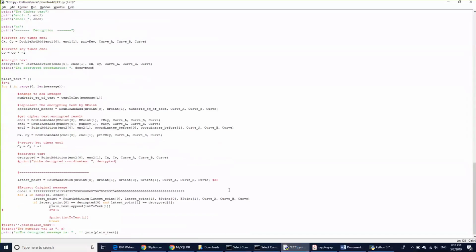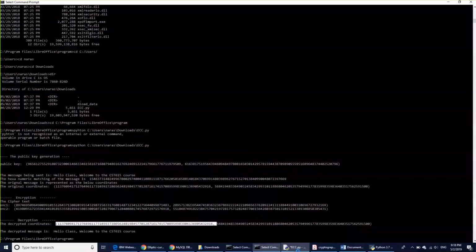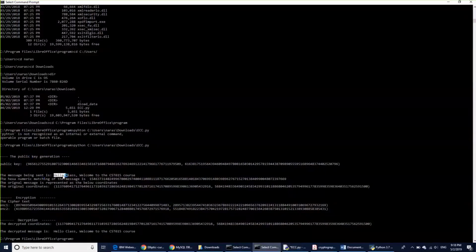And that is about this project execution. Again, the first step generates the public key, and this is the text being sent. And these are the coordinates where the text is centered. And again, the encryption process here and the decryption process, and this is the extracted message. And this is all about the execution of the ECC.